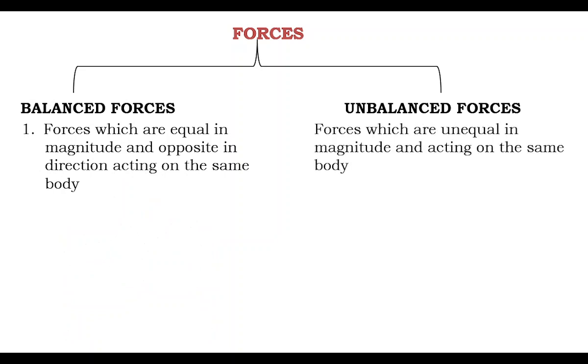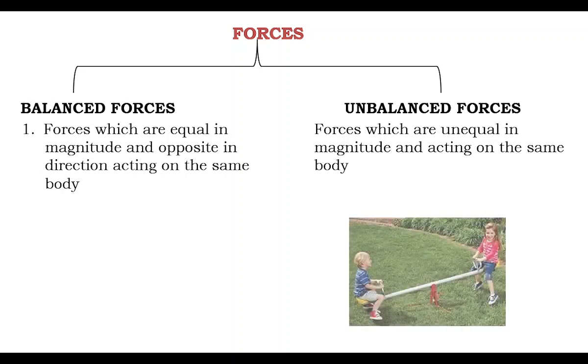Now comes the unbalanced forces. When a number of forces are acting on the same object and they are not equal in magnitude, right? Then the forces are said to be unbalanced. This swing, the seesaw, you might have seen, right? One child is at more height, one is at the bottom. That means the forces are unbalanced. When they apply balanced force, they will be at equal height, right? So this is the meaning of balanced and unbalanced forces.